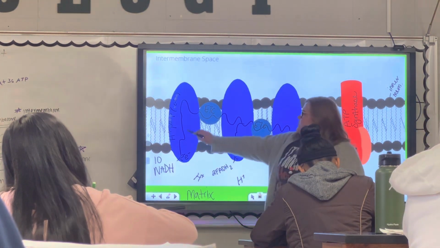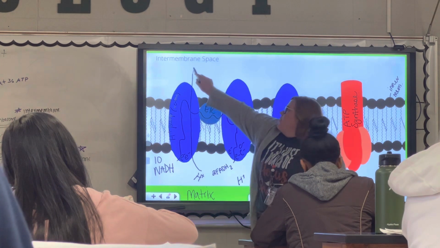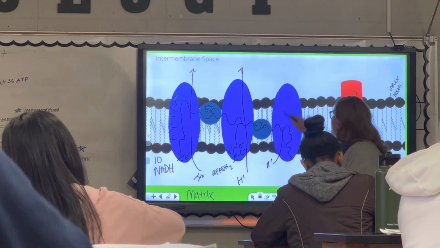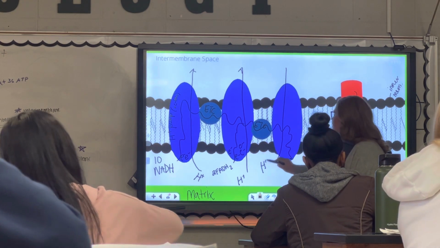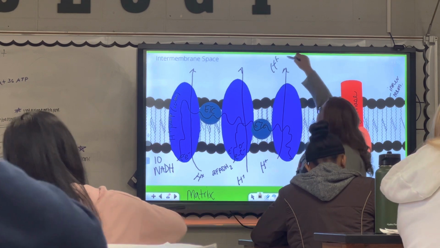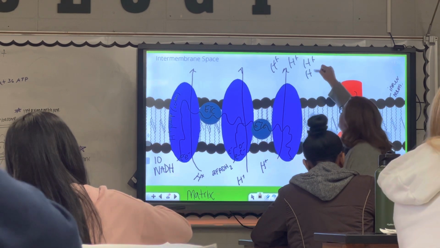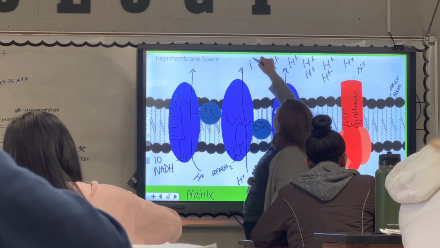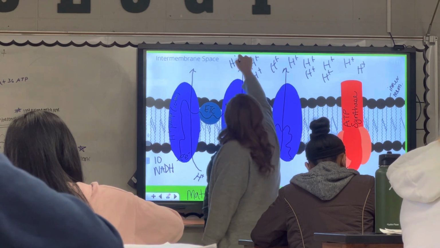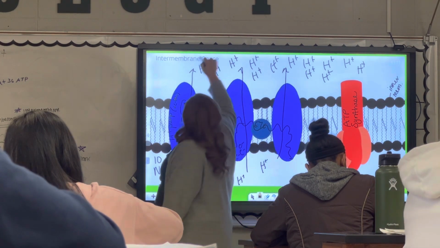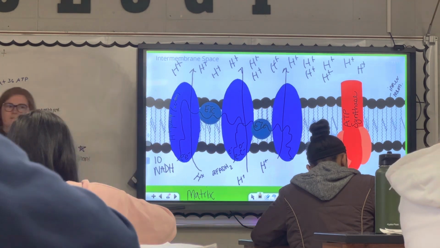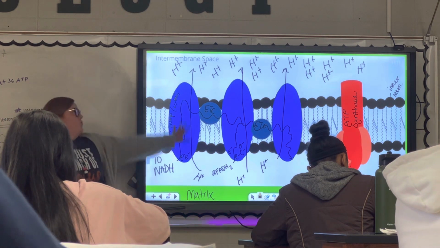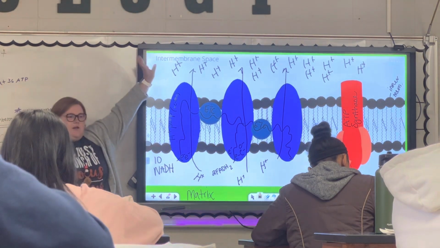As soon as electrons start traveling, they're going to power the pump, and it's going to pump hydrogens across. So the hydrogens over here, that's an H. We're going to get this high concentration of hydrogen ions in the intermembrane space. I don't care how many you put, but there's a lot. That's why we need the energy from the electrons, because we're going low to high, pumping them against the gradient.